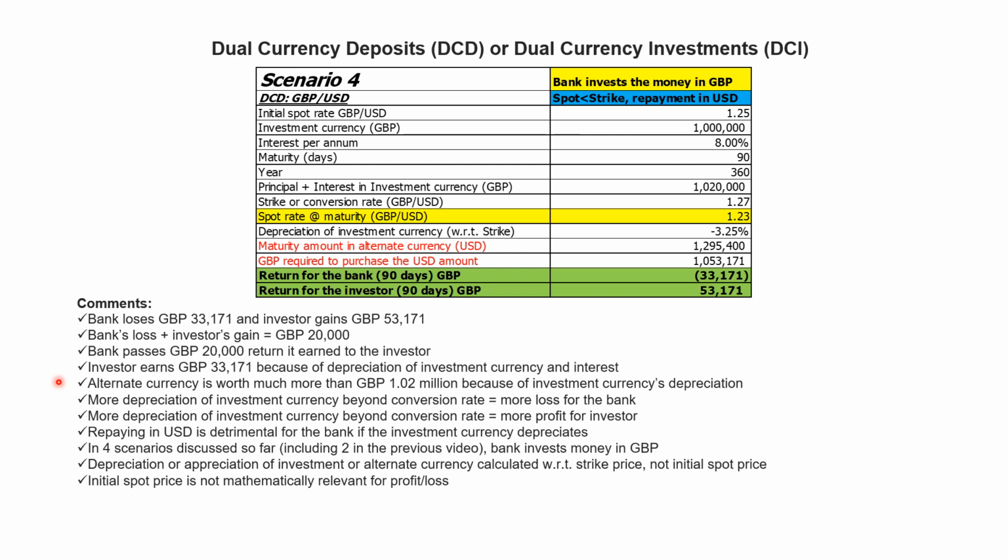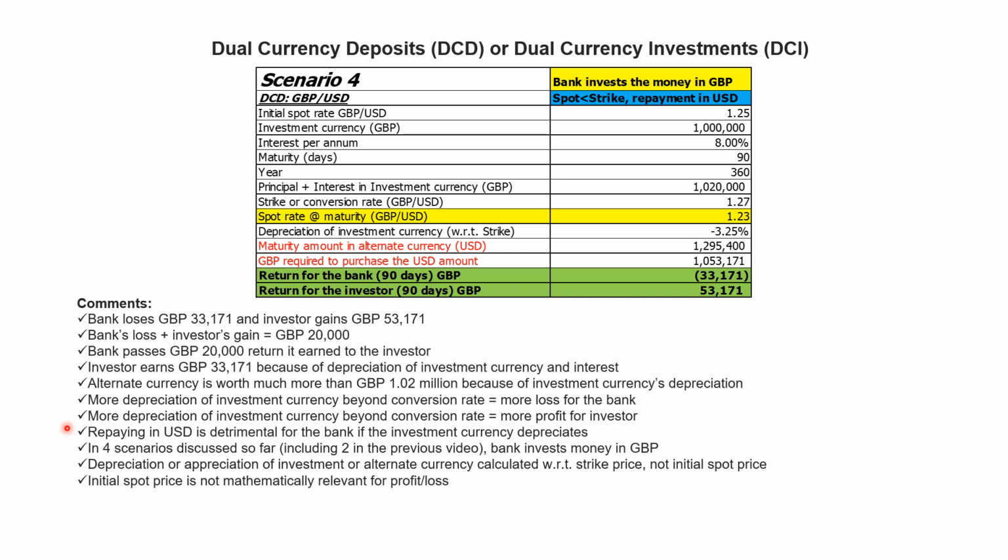In this scenario, the more the depreciation of the investment currency beyond the conversion rate, the higher the loss for the bank and the higher the profit for the investor. Basically, repaying in the USD is detrimental for the bank if the investment currency depreciates to such an extent. This is why normally the bank would pay in GBP. The investor would not get the benefit of this depreciation of the investment currency.